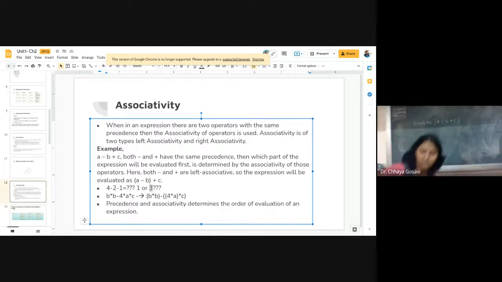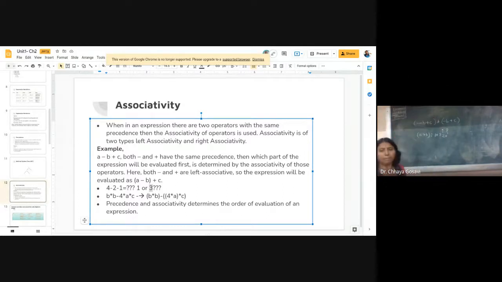We can have a ternary operator also. Colon question mark. C language has this operator. A greater than B colon 10 question mark 20. Means if this value is true, the answer is 10. If this value is false, the answer is 20. So here there are three operands: operand 1, operand 2, operand 3. So this is called a ternary operator.